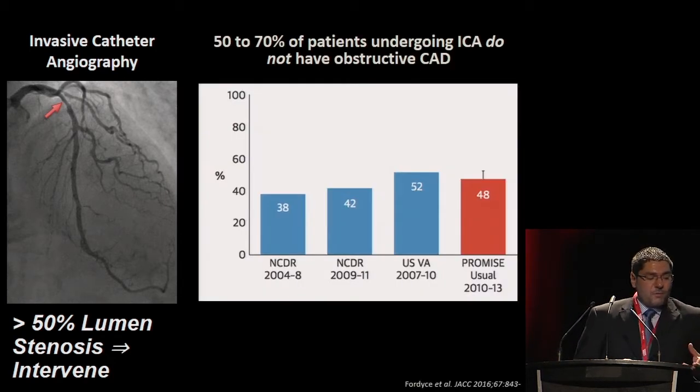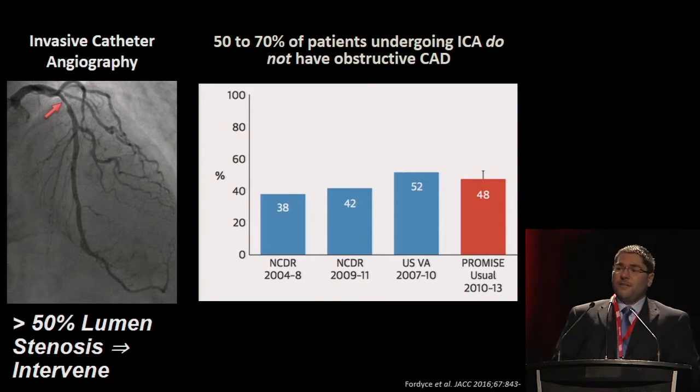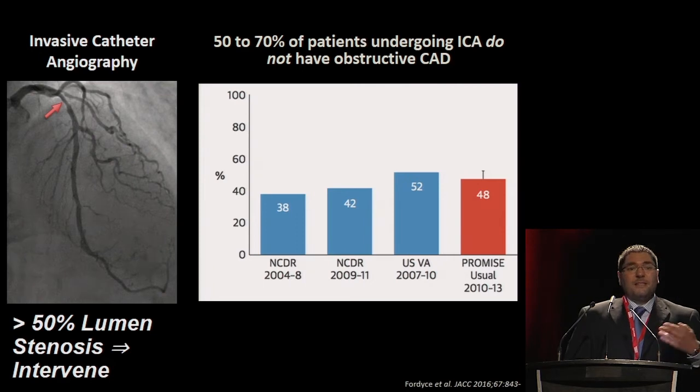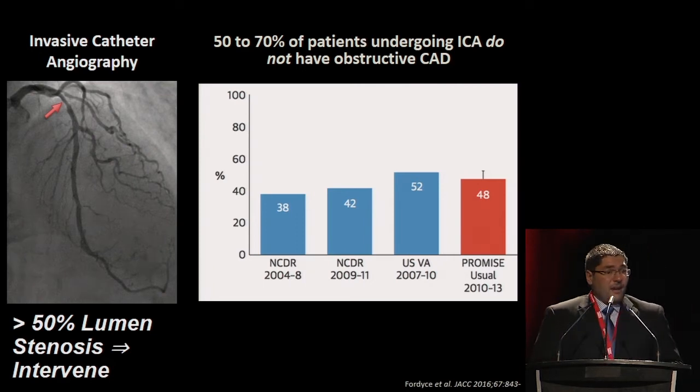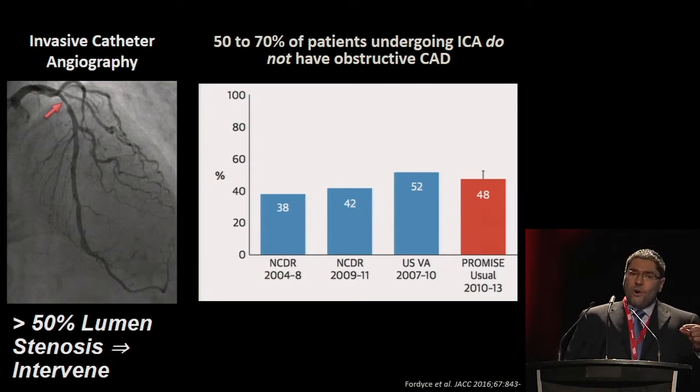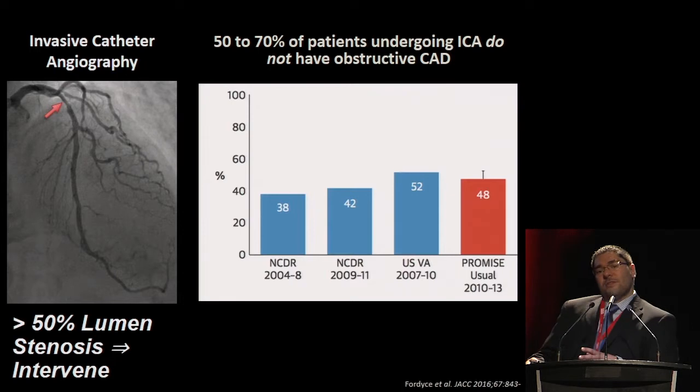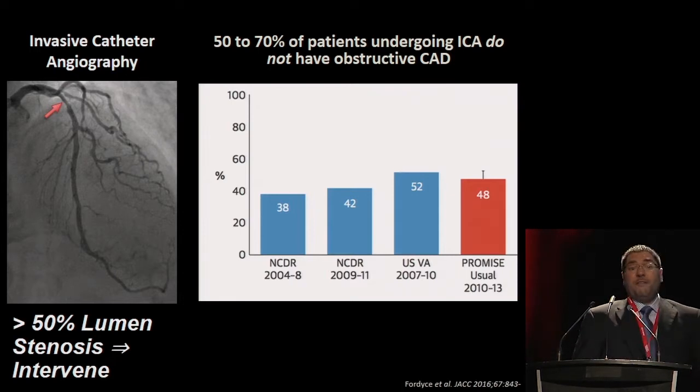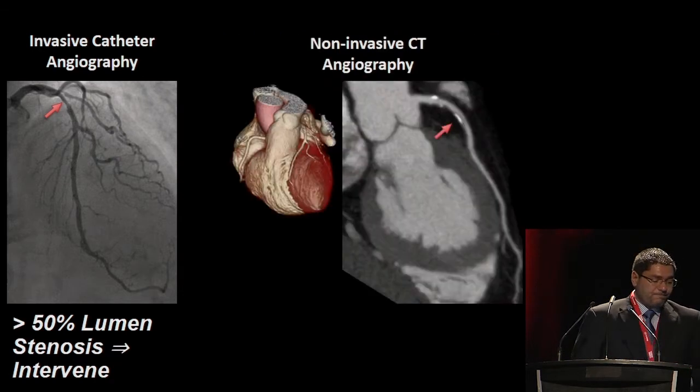Now, the problem with this patient management has always been that you ended up sending a lot of people to get invasive catheter angiograms that are very costly and also have a very small, but still significant risk. And 50 to 70% of the patients that would go to the cath lab actually did not have any obstructive disease. So this is definitely something where we can improve upon.